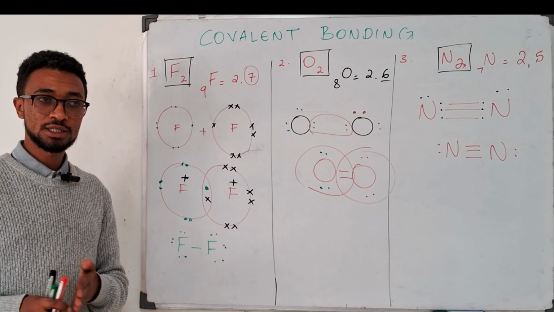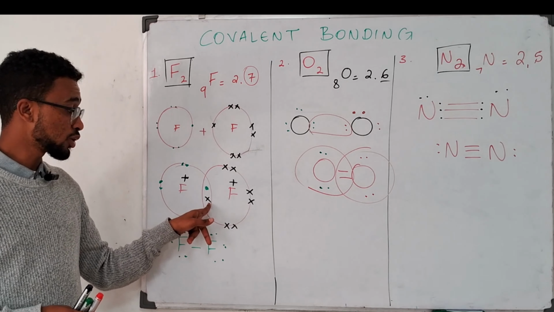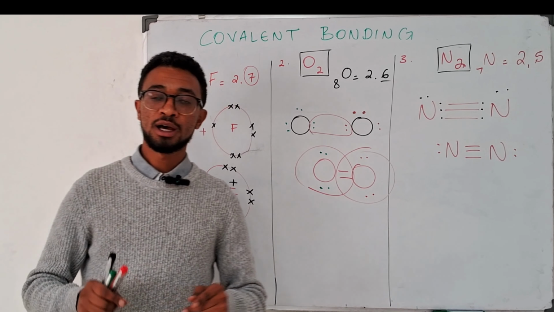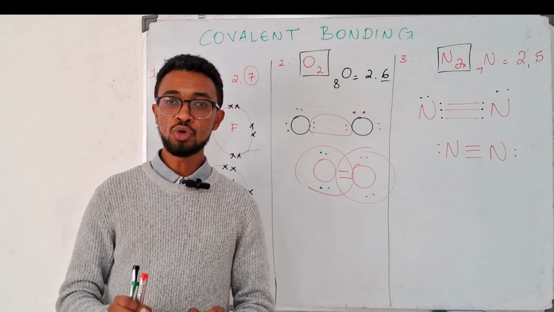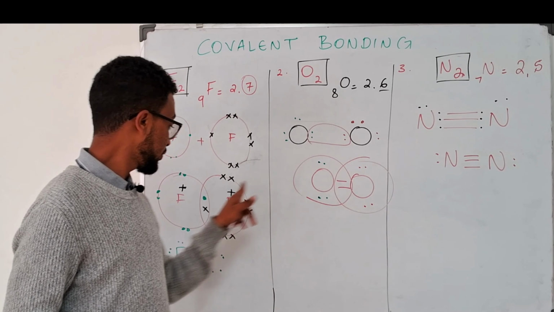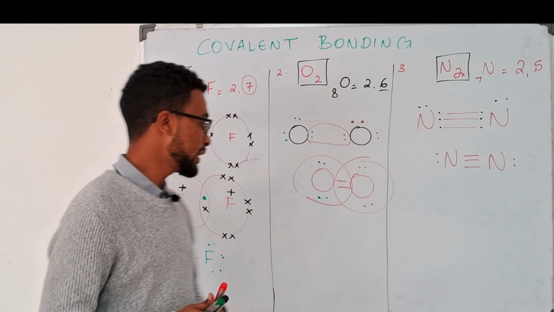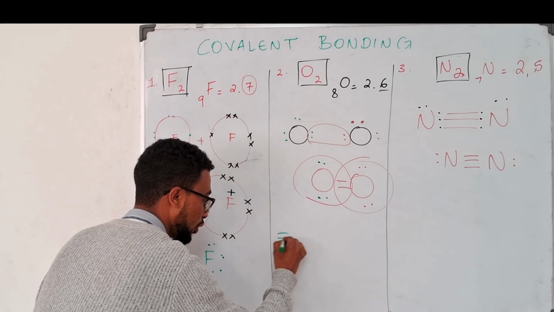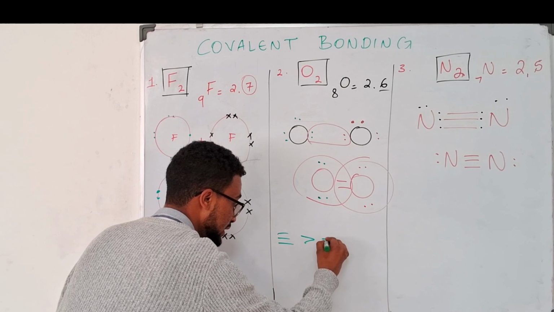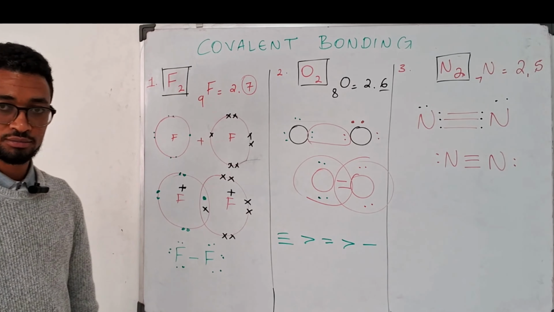So let's wrap it up again. Covalent bonding is an electrostatic force of attraction between the shared pair of electrons and the nuclei of the two bonded atoms. The higher the number of pairs of electrons shared, the stronger the attraction. Meaning a triple bond is stronger than a double bond, and a double bond is stronger than a single bond.